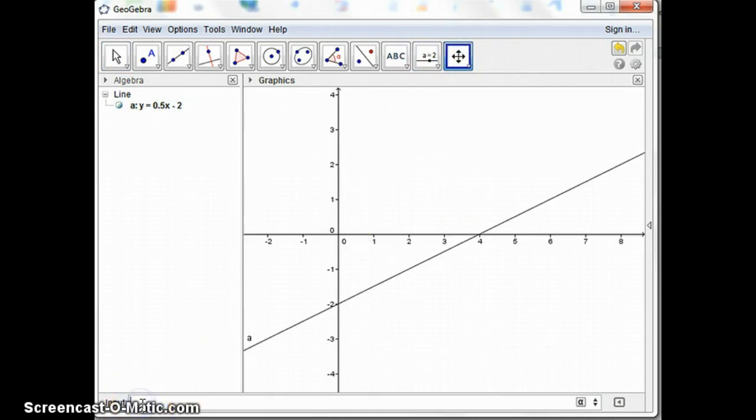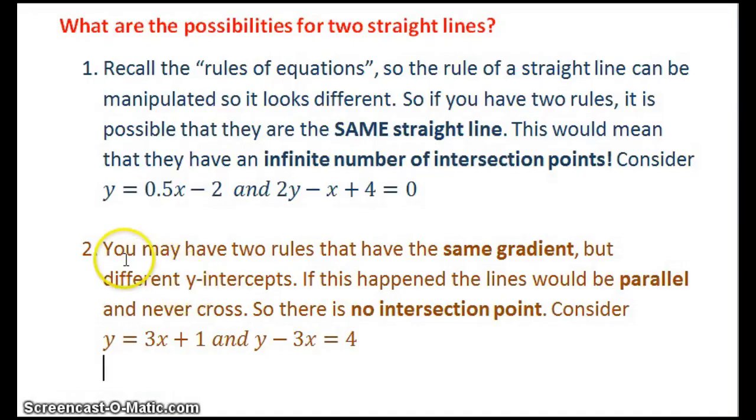Then we'll type in the second rule, which was 2y minus x plus 4 equals 0, and press enter. And did you notice that it just lies on top of the other line? So this is in fact the same straight line. And if we're looking at their intersection points, it's an infinite number of intersection points, all of them on that line.